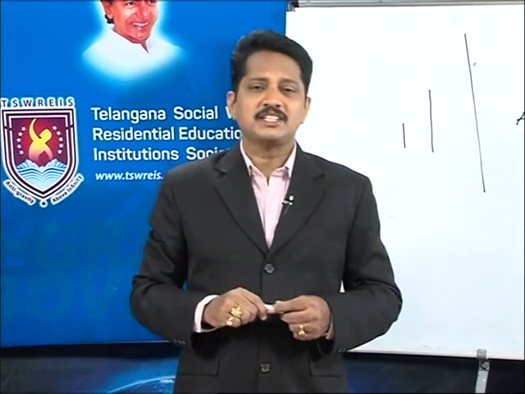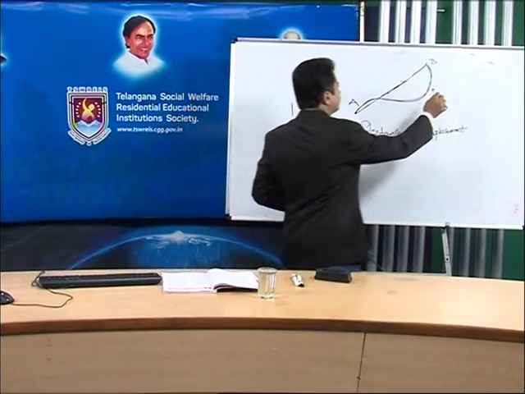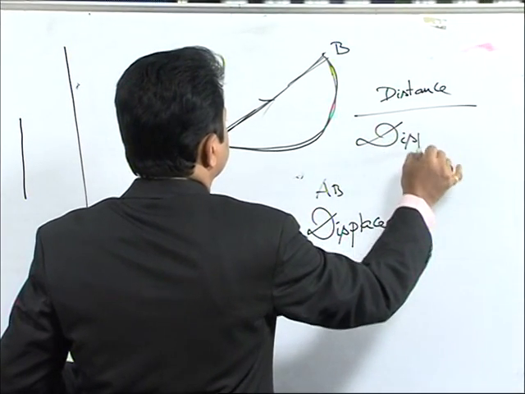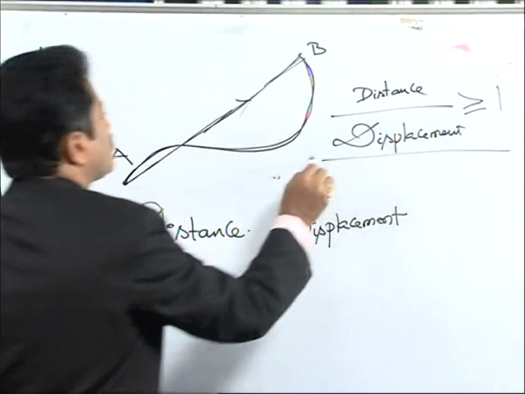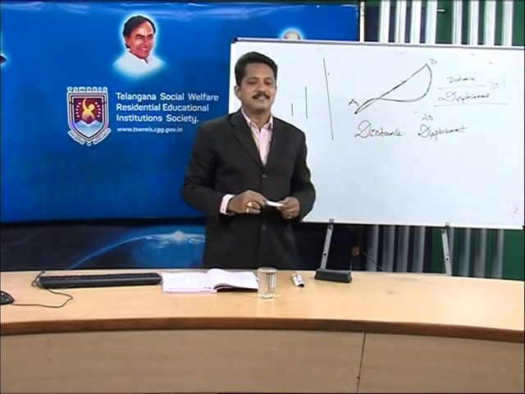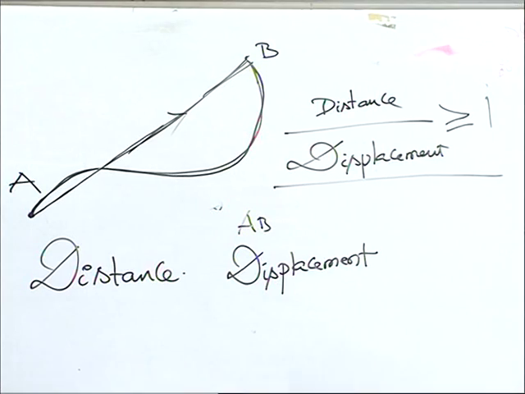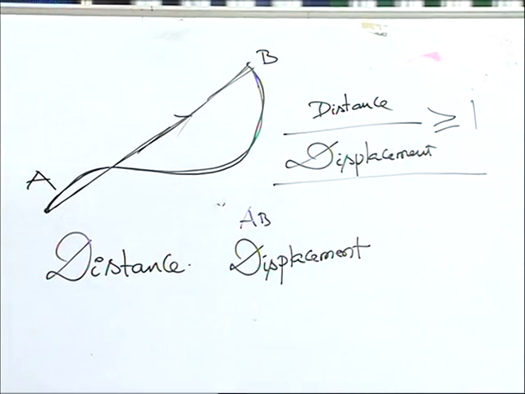So, can you narrate a relation between distance and displacement? Anyone? Let us see. We can say distance by displacement is always greater than or equal to 1. This is the most important relation. Am I correct? When the body is traveling in a curved path, the distance is more than the displacement, meaning the numerator is more than the denominator, so it is an improper fraction which is more than 1.